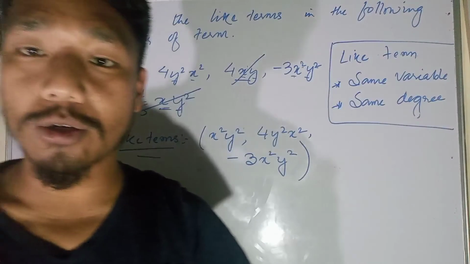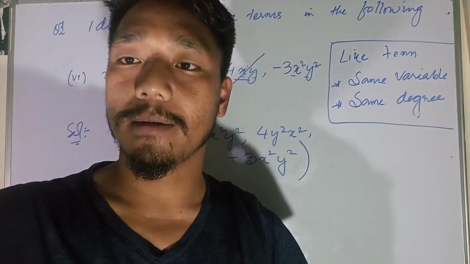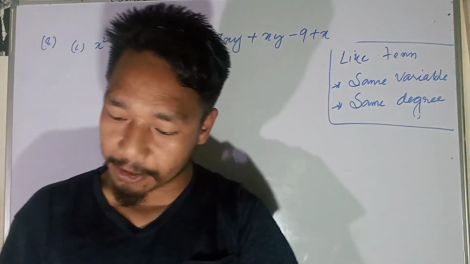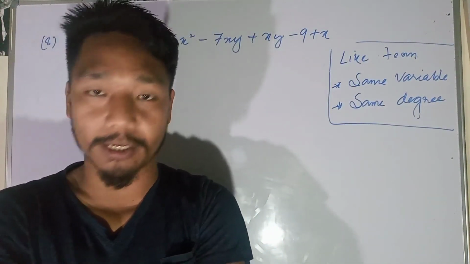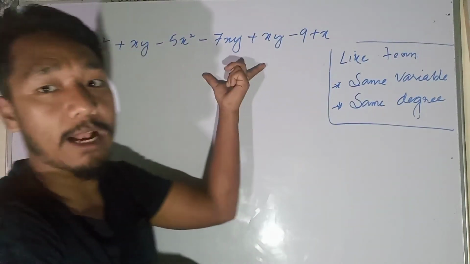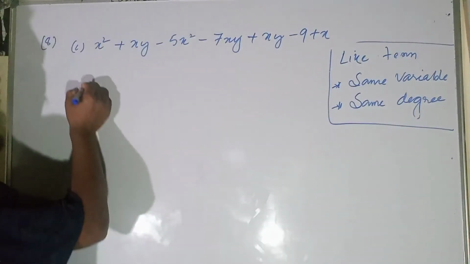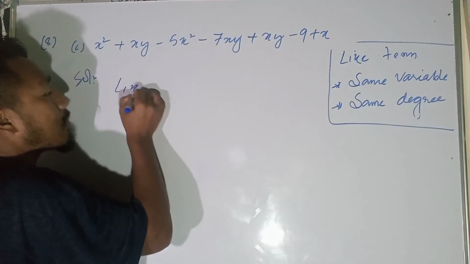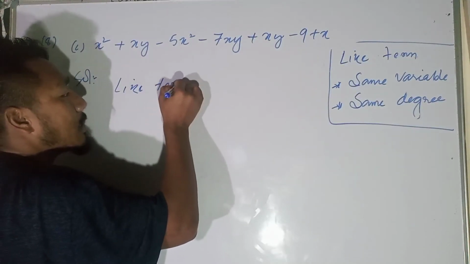Okay, let's go to the last question, that is question number 8. So this is also the same question as question number 7. Identify the like terms in the following algebraic expression. So here also we are going to identify the like terms. Now they are in the algebraic expression, so we'll try to find out the like terms. Like terms I will write in the brackets.